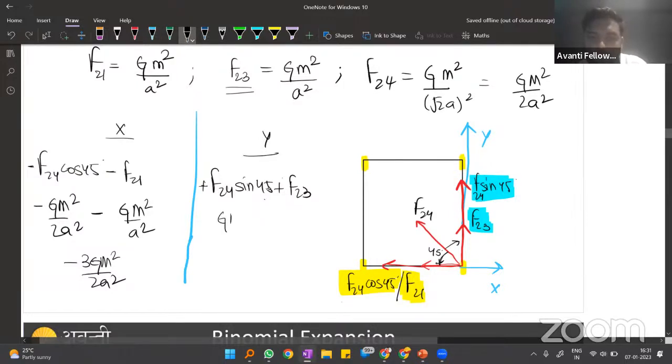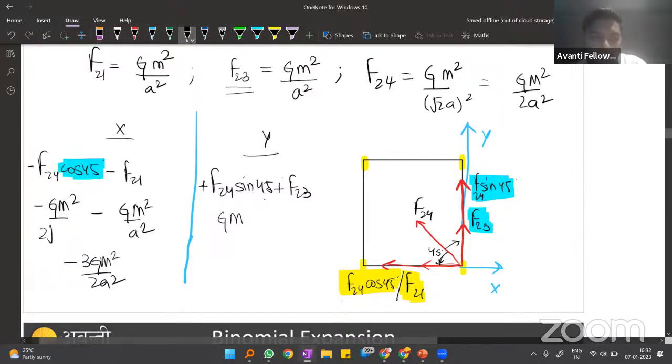F24 is Gm. Oh, okay, one thing I forgot. I forgot to write the value of cos 45. I was very excited to solve the question and I forgot to write the cos 45. No issues, we'll include it here, in the denominator. Cos 45 is 1 by root 2, right? So that will be equal to 2 root 2 a square.